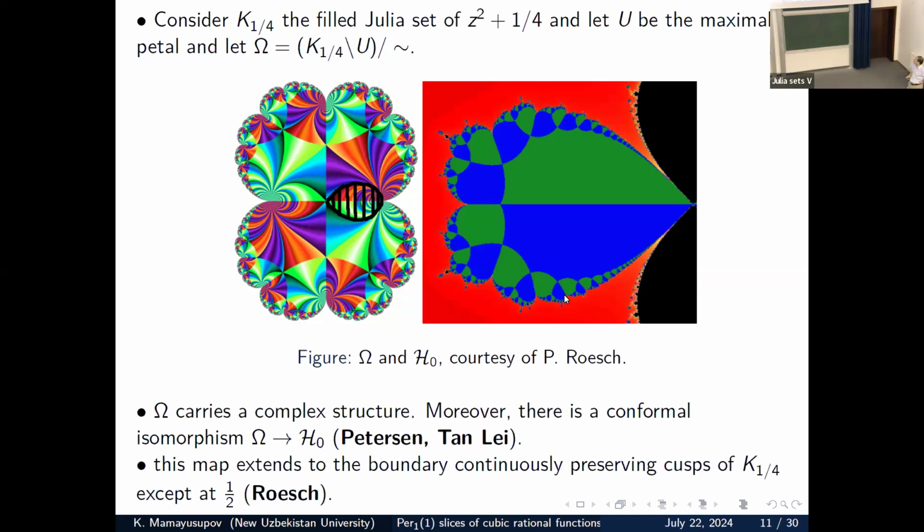So now Peterson and Tanley showed that this omega, when you identify, carries a complex structure. And from here, you can get a conformal isomorphism. And recently, Pascal extended it and showed that you can continuously extend it to the boundary, preserving even cusps. Of course, here the cusp is no longer preserved, but every other cusp is preserved.